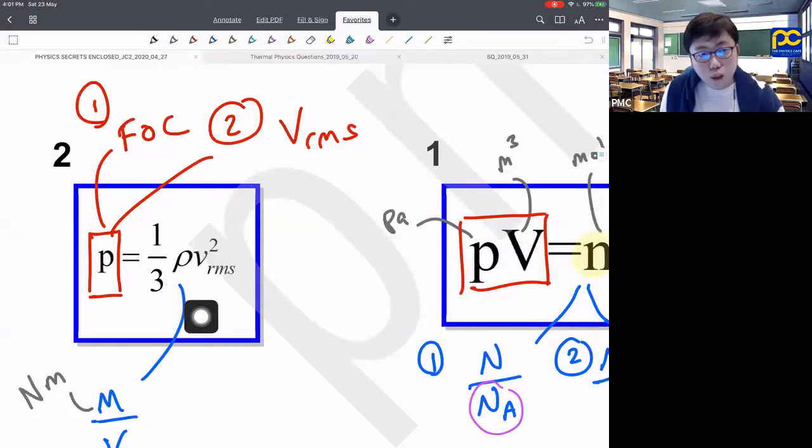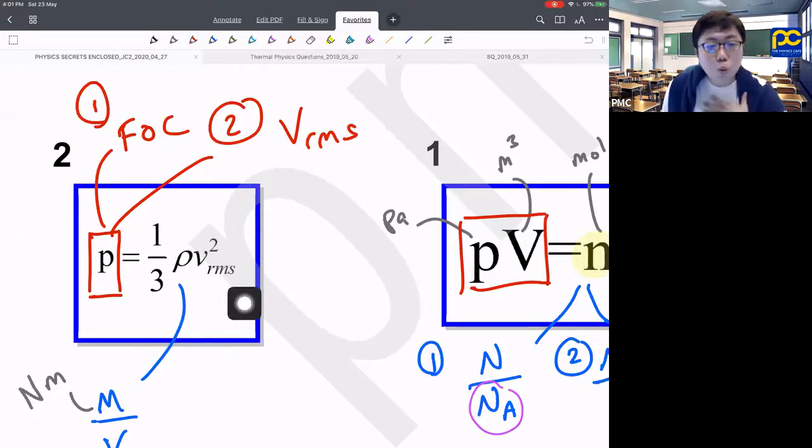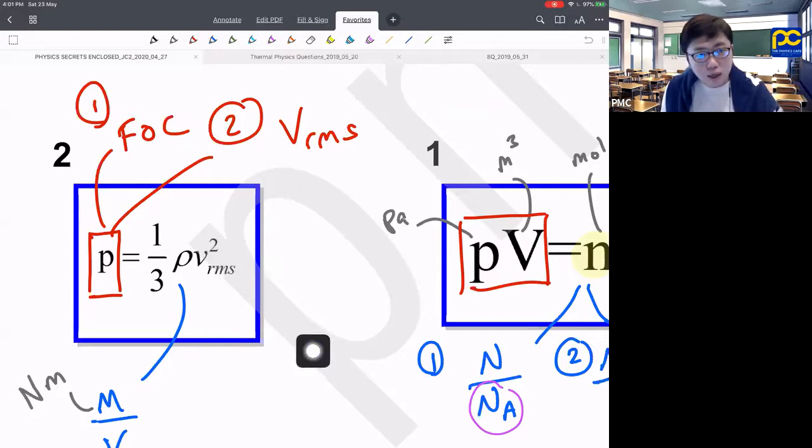Okay, when I give you the equation P is 1/3 rho V squared, then your school lecture notes give you the equation P is 1/3 NM over V squared. Which one do you remember? You must remember the one I give you. You don't remember the other one. I remember the simple one. If you need mass and volume, I can break it down, no problem.